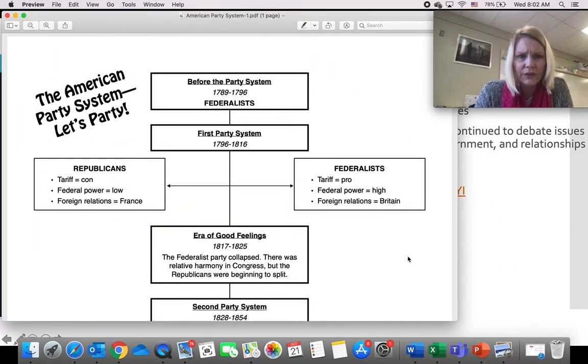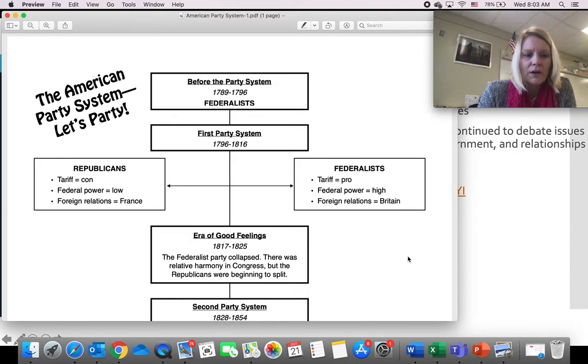If you notice this handout that I have here, before the party system, we essentially had what we called the Federalists, and then we had the Anti-Federalists. Well, the first party system comes out after Washington leaves office, which he absolutely said don't form political parties, but they did. They didn't listen. And so now we have Republicans and Federalists, Democratic Republicans and the Federalists.